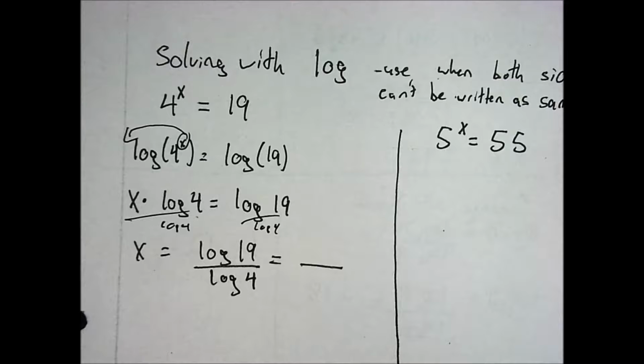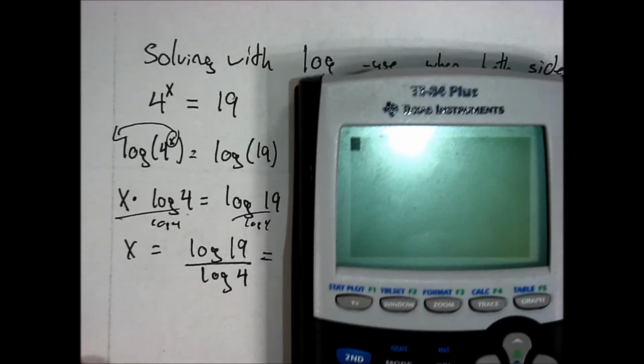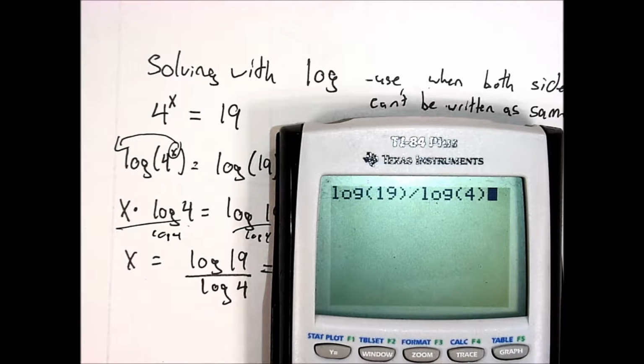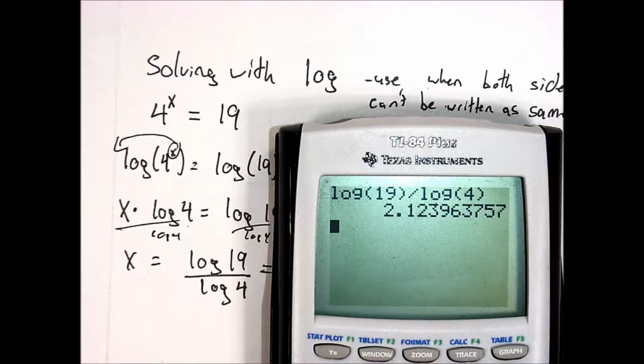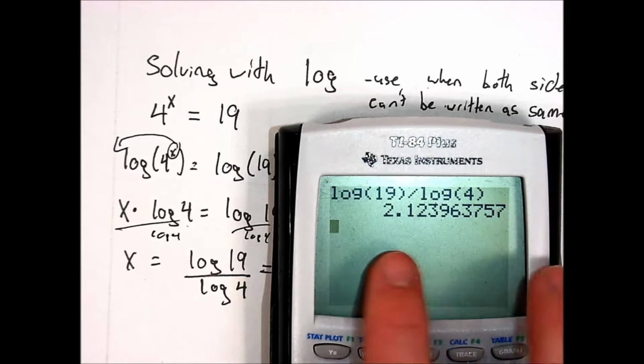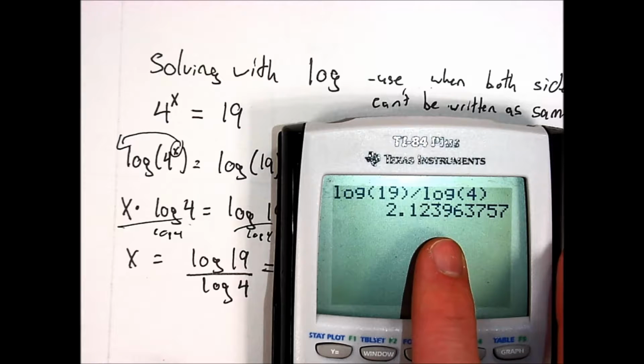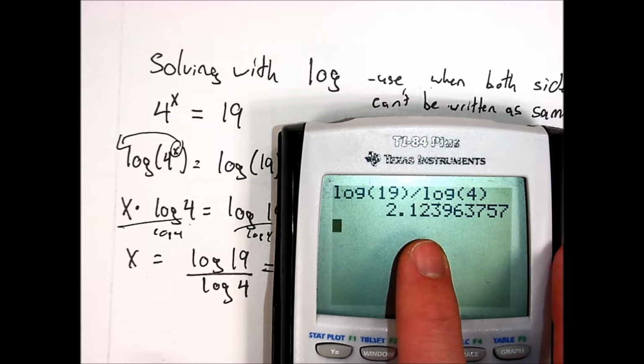And there we go. We can just type this into the calculator now. Log 19 divided by log 4. Make sure you close your parentheses off. Oops. There we go. Ta-da! 2.12. And actually your book's going to want you to round to 4 decimal places, so this would be 2.1240.